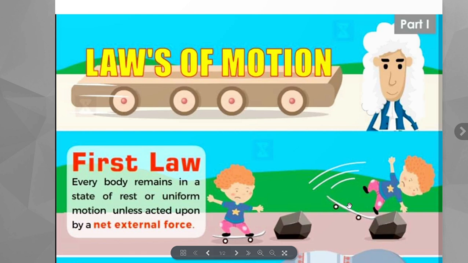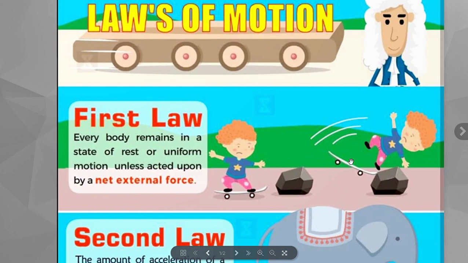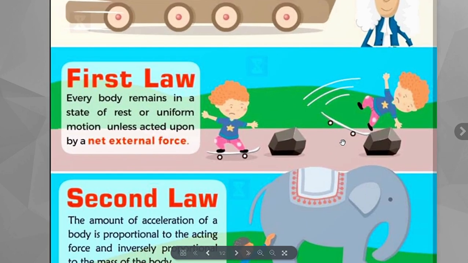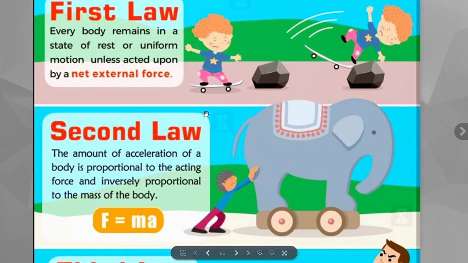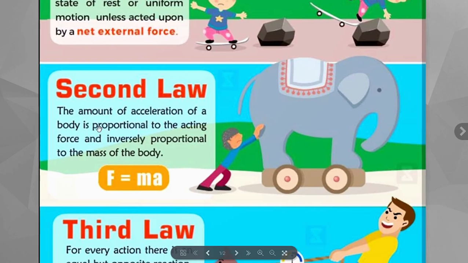In this session, we will study the laws of motion given by Isaac Newton. The first law of motion: every body remains in a state of rest or uniform motion unless acted upon by an external force. Second law of motion: the acceleration of a body is proportional to the acting force and inversely proportional to the mass of the body.